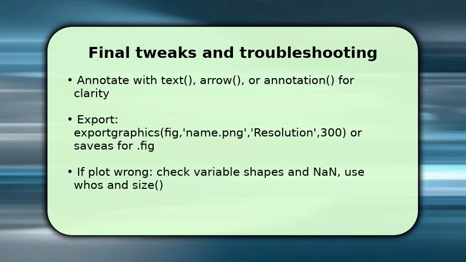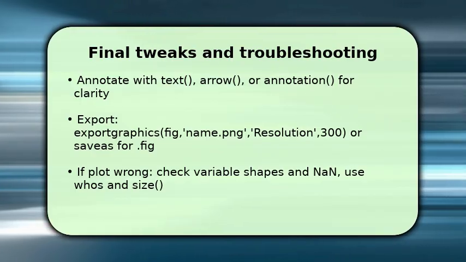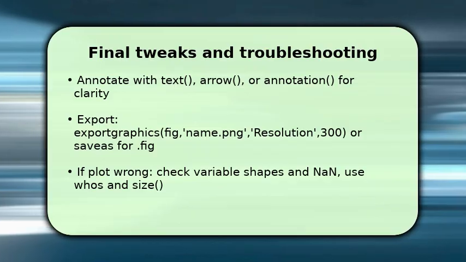Finish by annotating and validating the final graph so it communicates correctly. Use text or annotation to call out points and add a descriptive X label, Y label, and title. This improves interpretation. Then export using exportgraphics or saveas depending on format needs. Set resolution to 300 for publication.